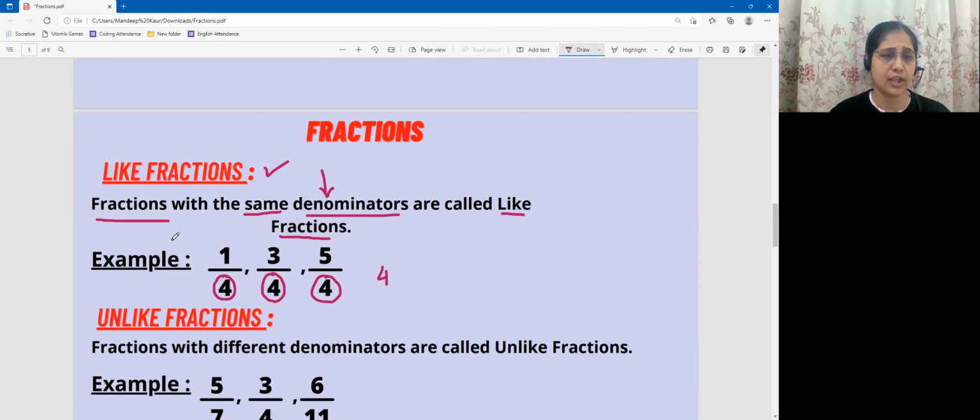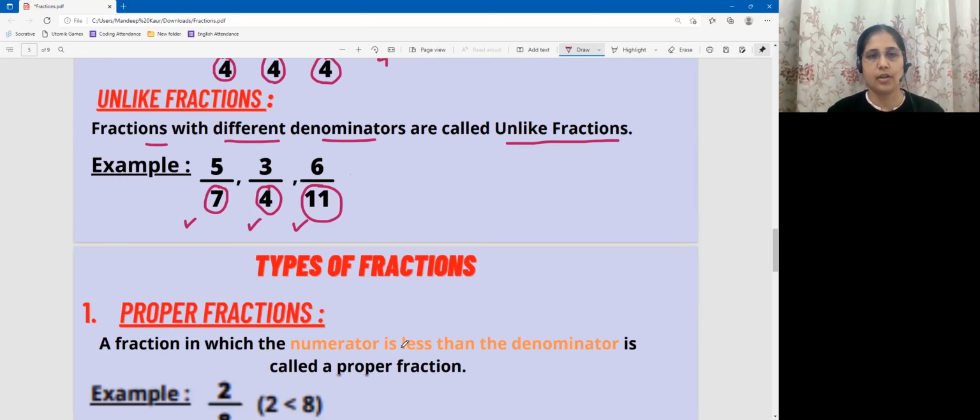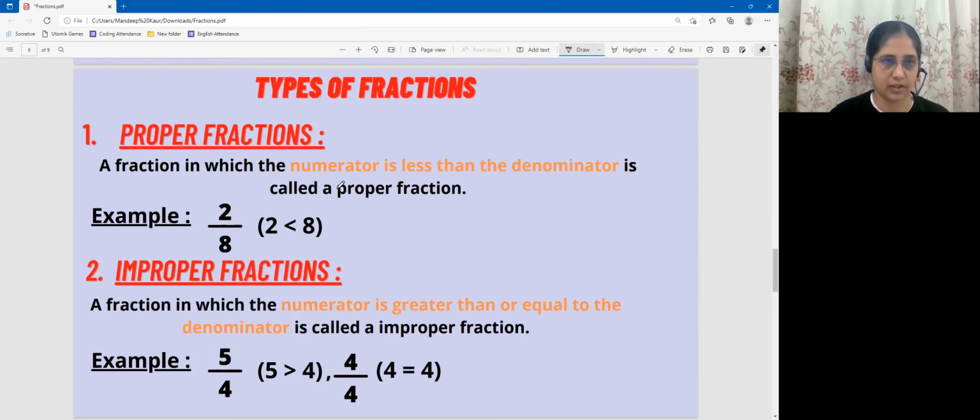Now what are unlike fractions? Fractions with different denominators are called unlike fractions, right? It is just the opposite of like fractions. With like fractions, we were looking at the same denominators, but here the denominators are different, so the fractions are known as unlike fractions. In this example, 5 by 7, 3 by 4, 6 by 11, the denominators are different. So fractions with different denominators are called unlike fractions. Clear? Okay, now let's see what the different types of fractions are.